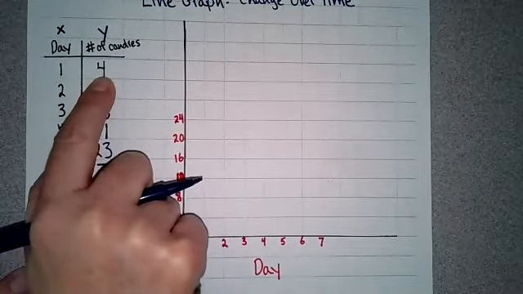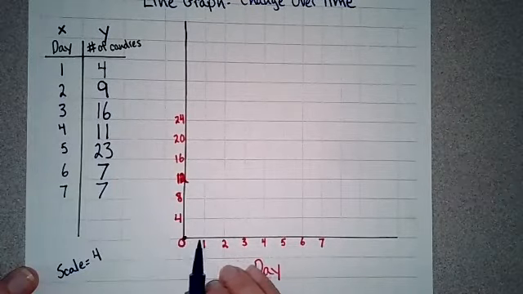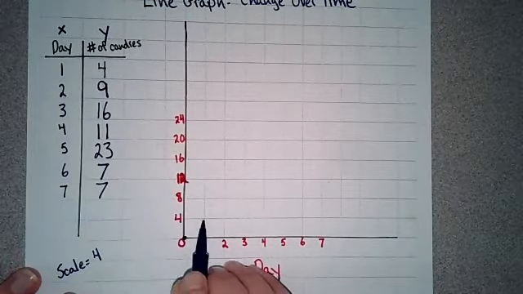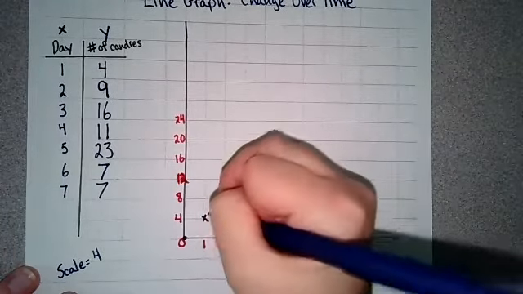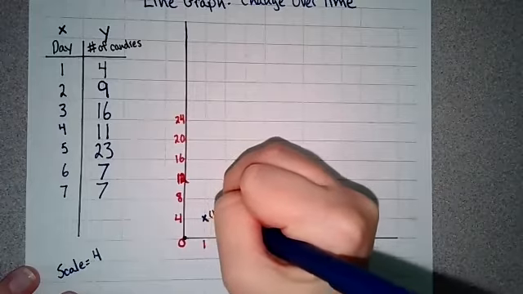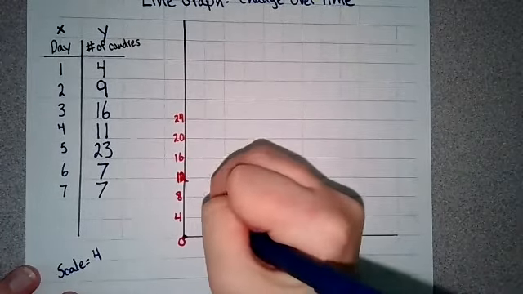So on day 1, I gave out 4 pieces of candy. So I want you to start at the origin, run over to day 1, and go up to 4 and mark it. Okay, and this is 1, 4. That's the name of the coordinate, but you're just going to put an X there.